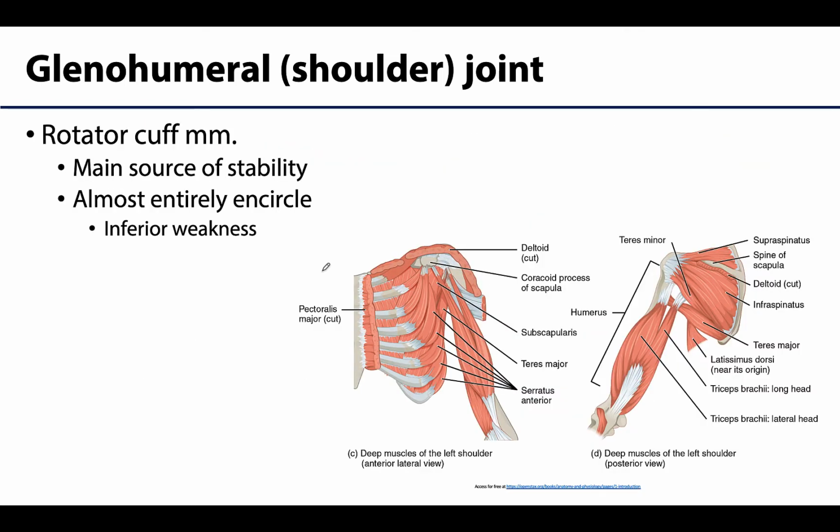Okay, you cannot talk about the shoulder joint, even though we're not getting into muscles quite yet, when you are talking about what is really creating the stability of the joint and keeping that humeral head where it needs to be in the glenoid cavity, it's really these rotator cuff muscles.